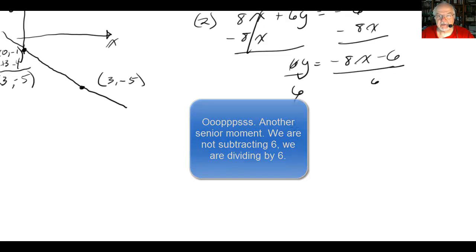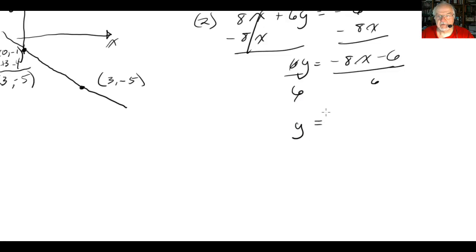Now we divide both sides by 6. 6 over 6 is 1, so that becomes y, since 1 times anything is anything, so all we have left is y. This becomes minus 8/6 x minus 6 over 6. We can simplify this: 2 goes into 6 3 times, 2 goes into 8 4 times, so this is minus 4/3 x. And 6 over 6 is just 1.